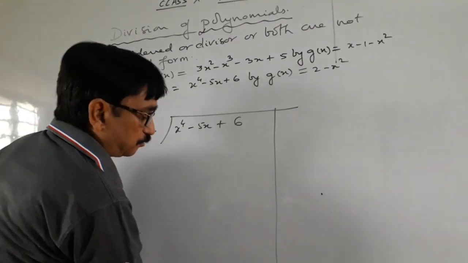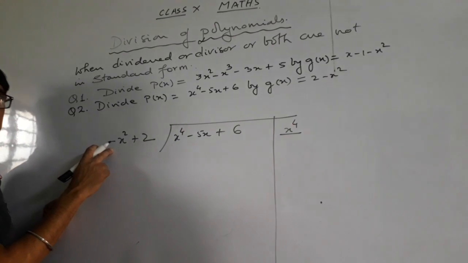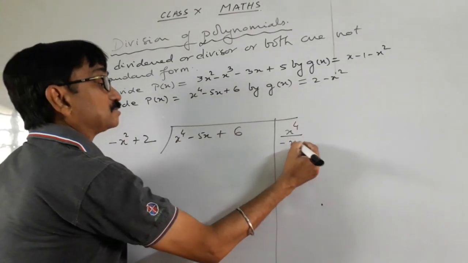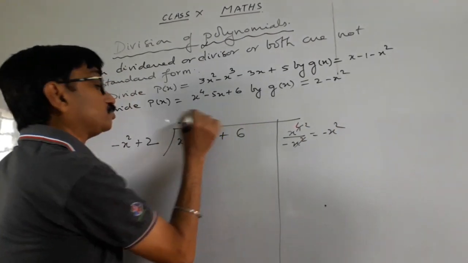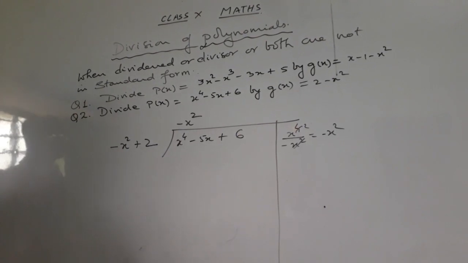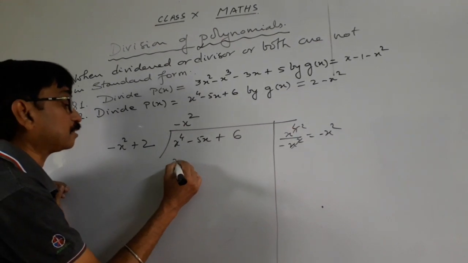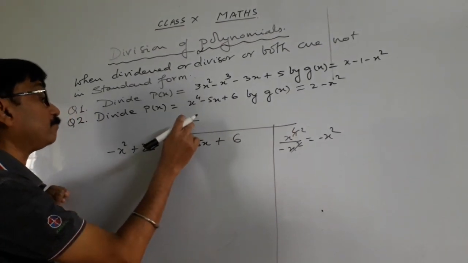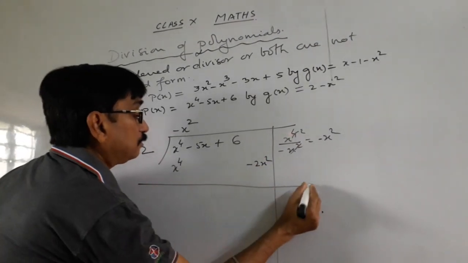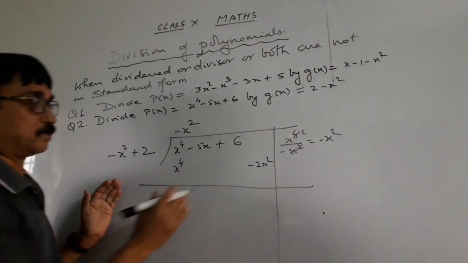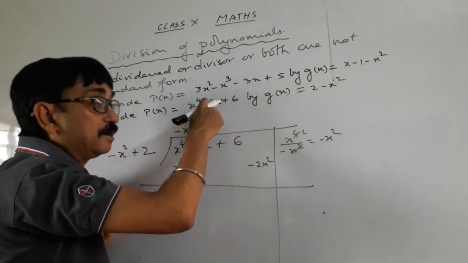Now in the same way we have to divide. The first term of our dividend is x to the power 4, divided by the first term of the divisor, minus x square. So it becomes minus x square. Now the first term of the quotient will be minus x square. Now we multiply minus x square to both the terms of the divisor. That becomes x to the power 4 and minus x square into 2, minus 2x square. Now I have to write down minus 2x square off to the side, because there is no like term in the given dividend.